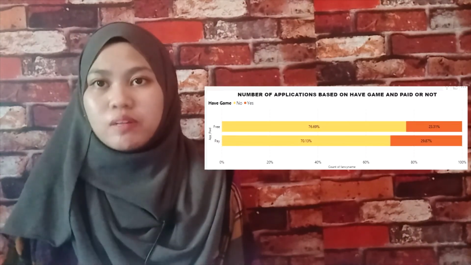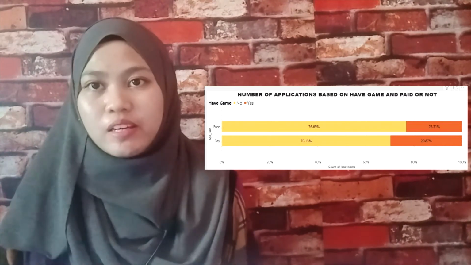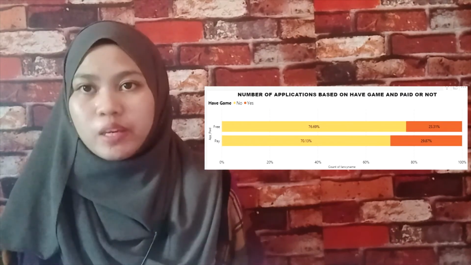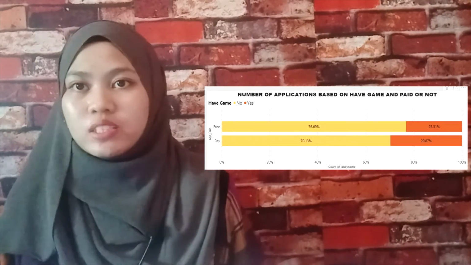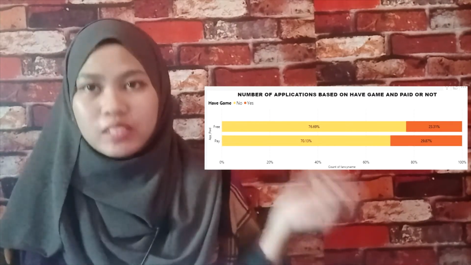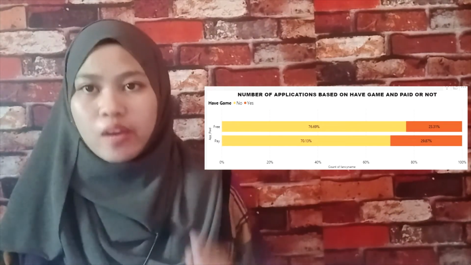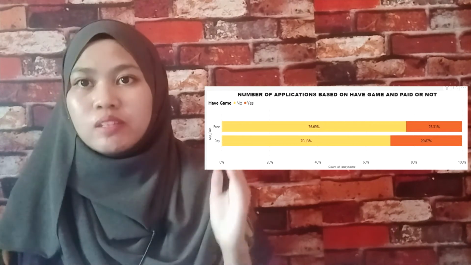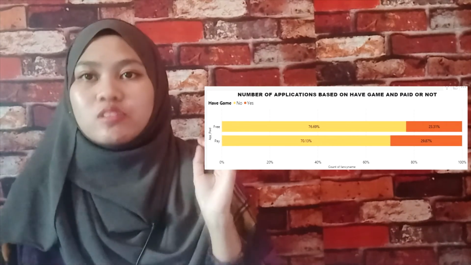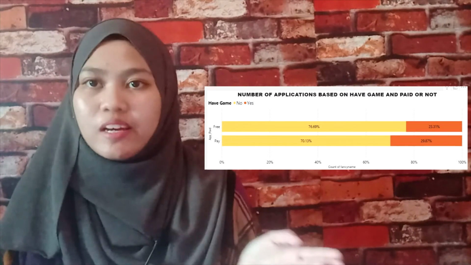I will present about the chart of the number of applications based on whether they have games and whether they are paid or not. It shows whether we need to pay or it is free when we want to download an application, and whether the application has a game or not. From the chart, we can see that whether the application needs to pay or is free to download, 70% and more of the applications do not have a game. So the remaining more than 20% has a game in their application.